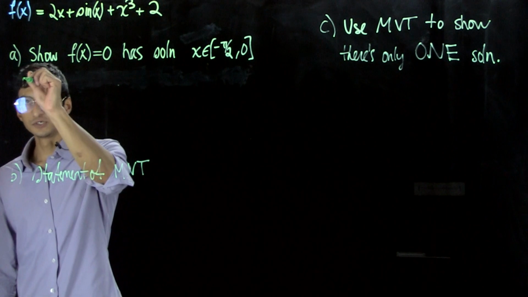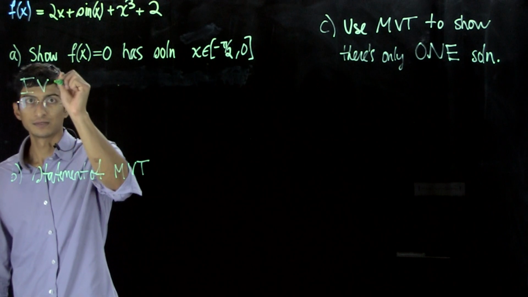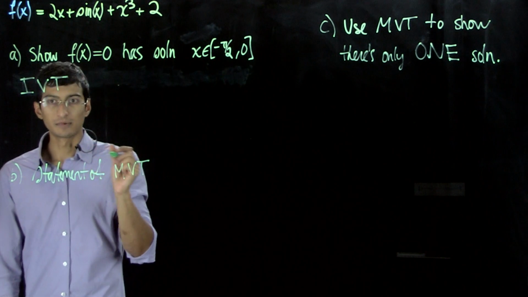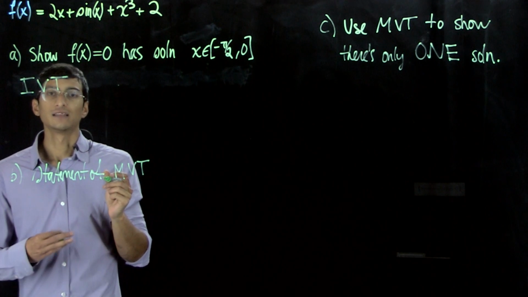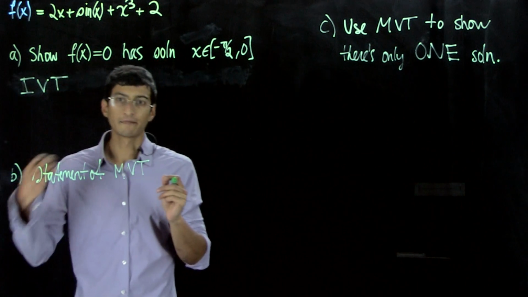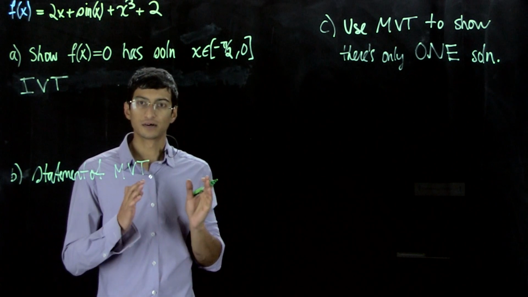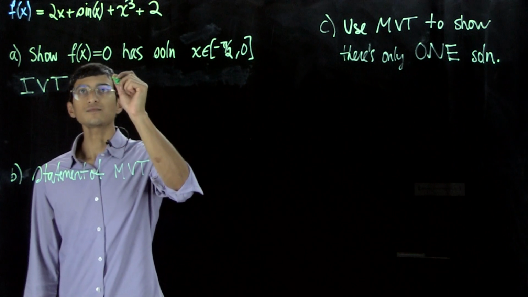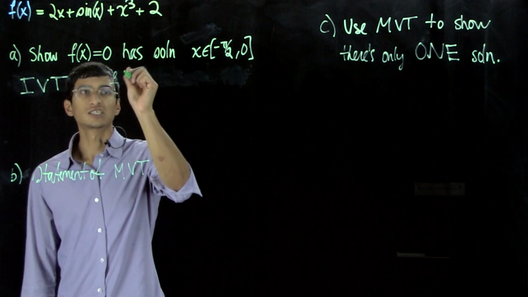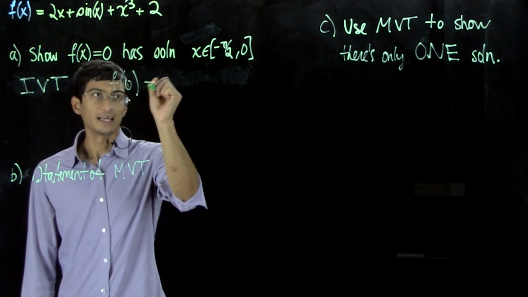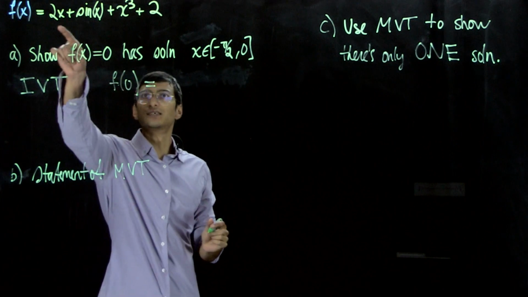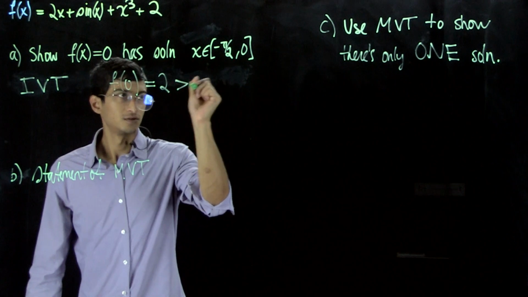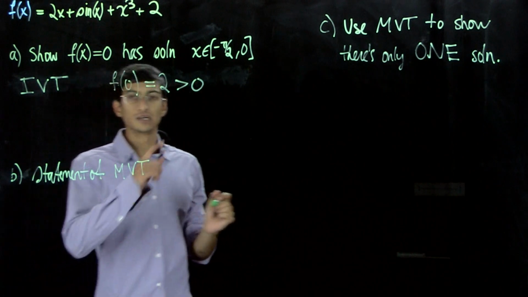So the solution uses the intermediate value theorem. And remember that the intermediate value theorem says that if f of x is greater than 0 somewhere and less than 0 somewhere else, then there is a place where it equals 0. So let's just find some easy numbers. f of 0 is 0 plus 0 plus 0 plus 2, and that is greater than 0.